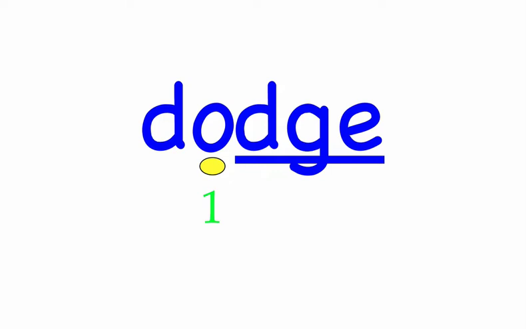Remember, DGE is a three-letter team representing the sound J. And you must have a short vowel directly in front of it in order to use DGE. And of course we do in this word.